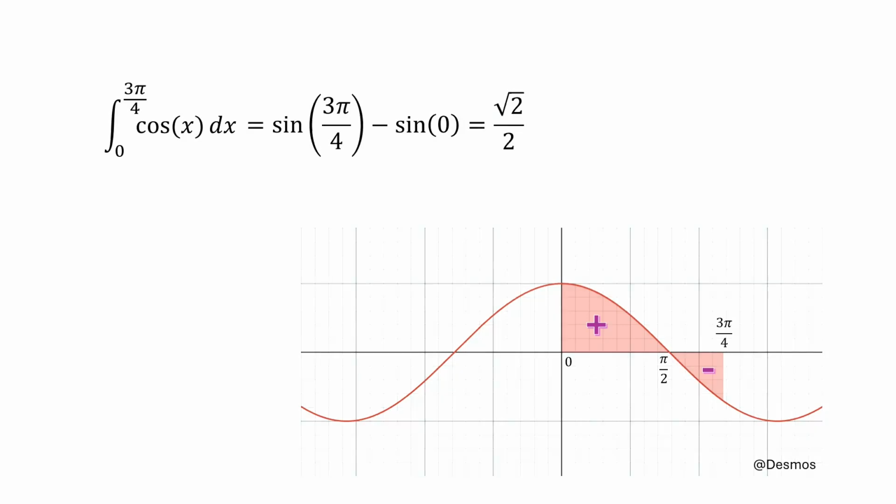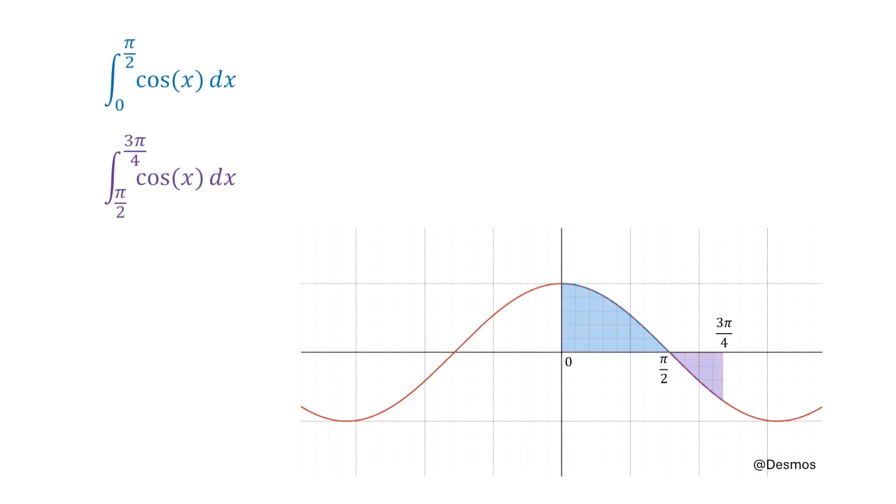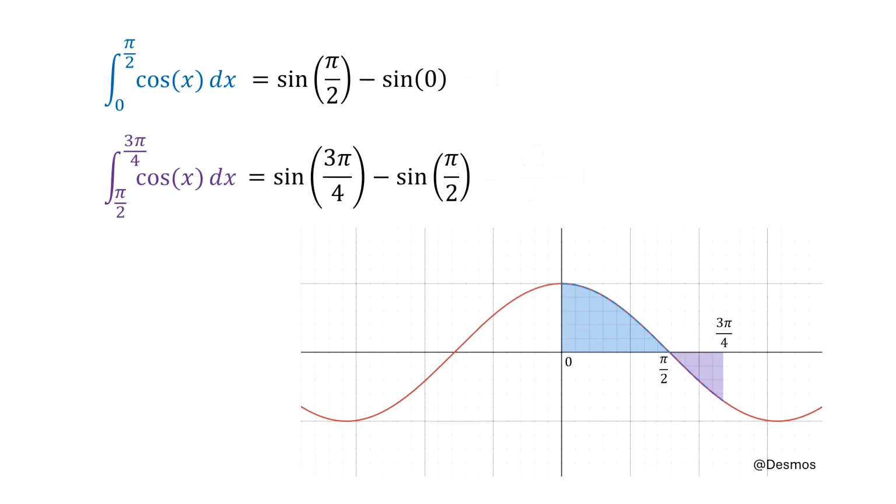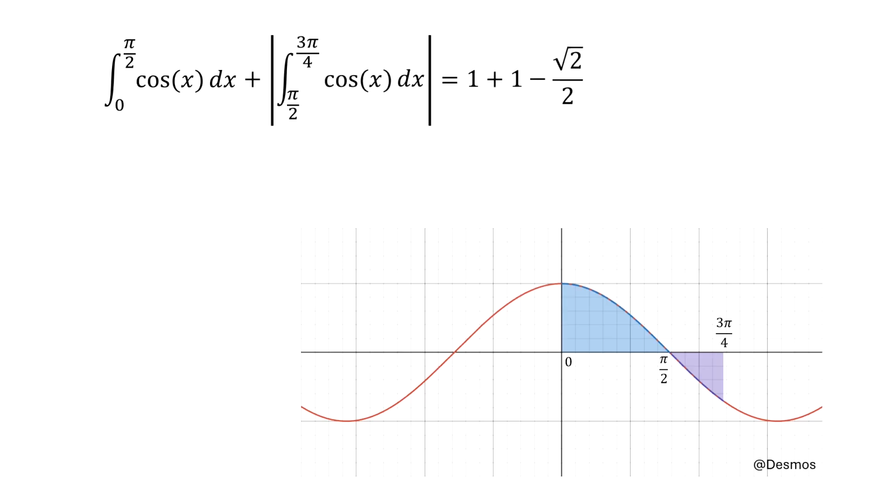But if we want the total area, we need to treat both parts as positive. That means calculating each area separately and adding them. But pay attention. We want the absolute value in both areas, so we must reverse the sign in the second integral. The total area is the following.